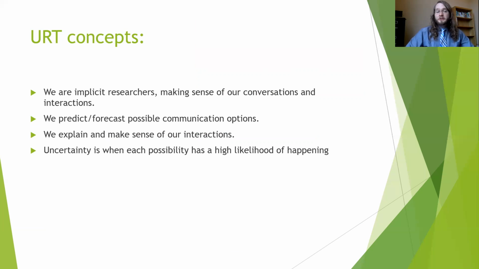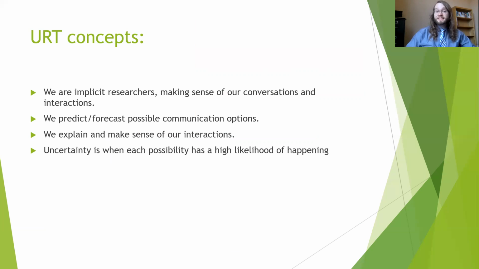Some key concepts here in URT refer to the idea that we as people are constantly researching. We're trying to learn and make sense of and learn from every interaction. We learn that our coworker always likes to talk about the weather whenever they come in. That would be an example of how we reduce uncertainty through predictability. We oftentimes like to predict or forecast possible communication options. What do we think they're going to say to us based on what we know?